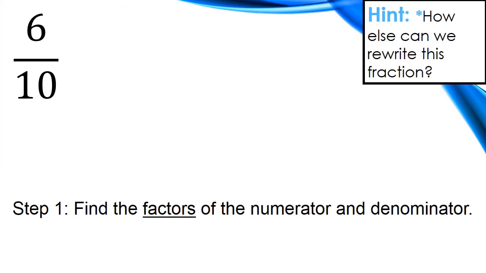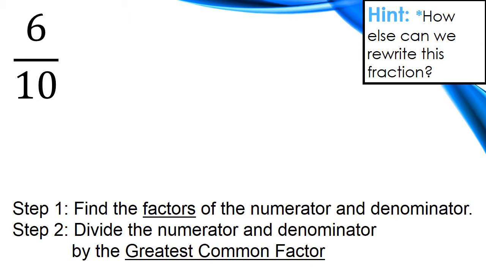So now it is your turn. You're given the fraction 6/10, and you're going to go ahead now and use step 1 and step 2. First step is you're going to find the factors of the numerator and the denominator, and then you're going to divide the numerator and the denominator by the greatest common factor. So let's go ahead and try this now.